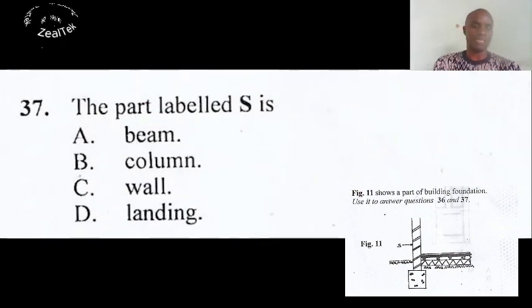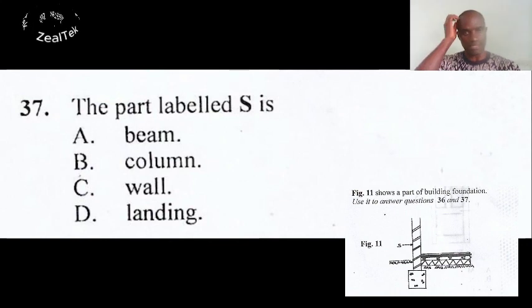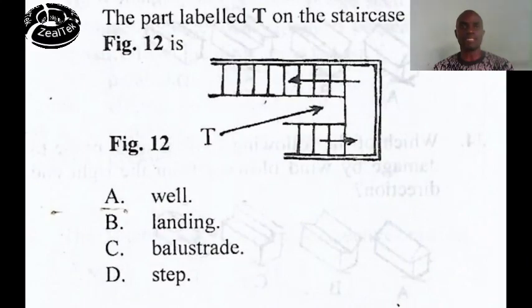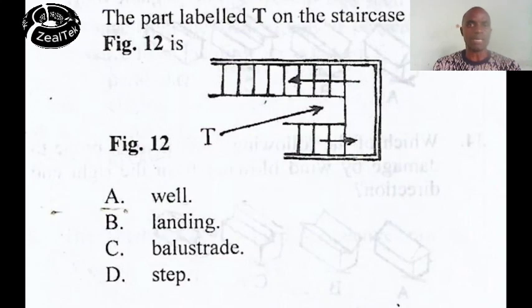37. The part labeled S in the diagram is called what? Wall. The part labeled S is wall. Number 38. Now, the part labeled T on the staircase shown in figure 12 is what? The answer is A, well. The answer is well.